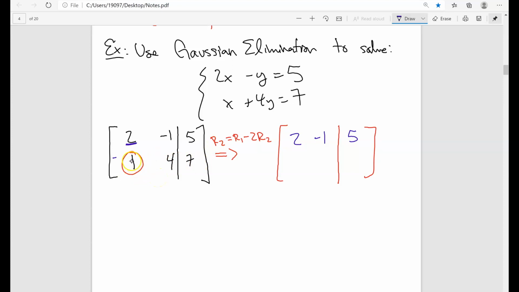I'm going to subtract twice row 2. So when I take that, multiply this by 2, 2 minus 2 gives me 0. You're going to get -1 minus 2 times 4, which is 8, so that's going to give me a -9. And then you're going to take 5 and then minus 2 times 7.